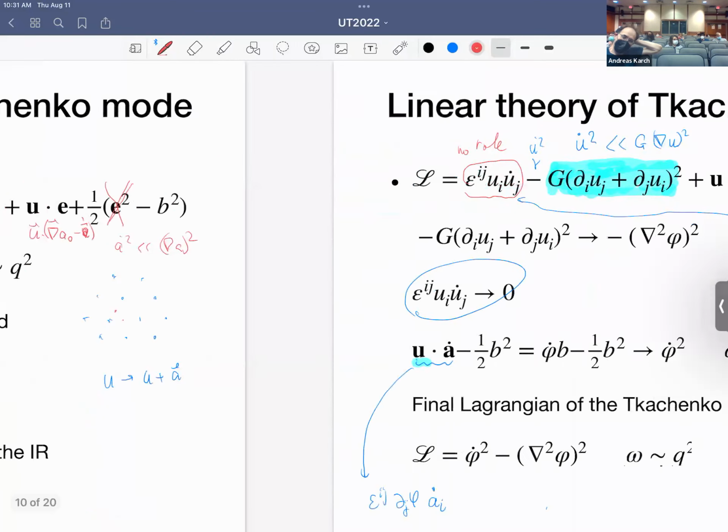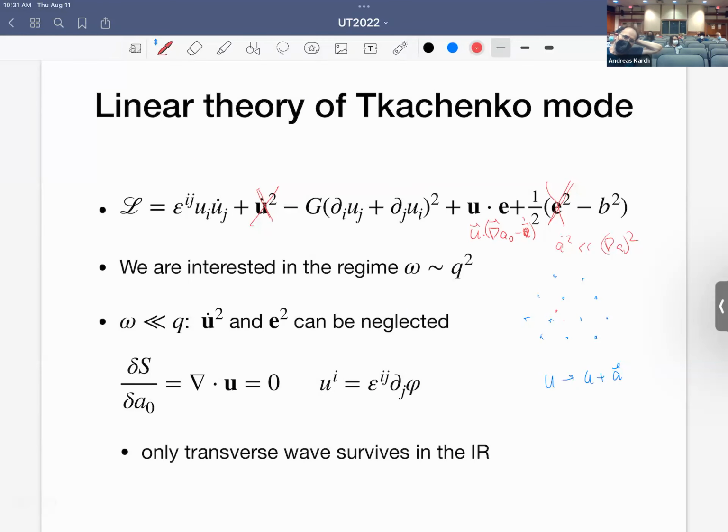One thing we have to be careful about is solving these equations. May I ask a clarifying question? When you say u takes value on a torus, is it because u is the displacement, and if you move by a lattice constant, it doesn't change the value? Yeah, yeah.